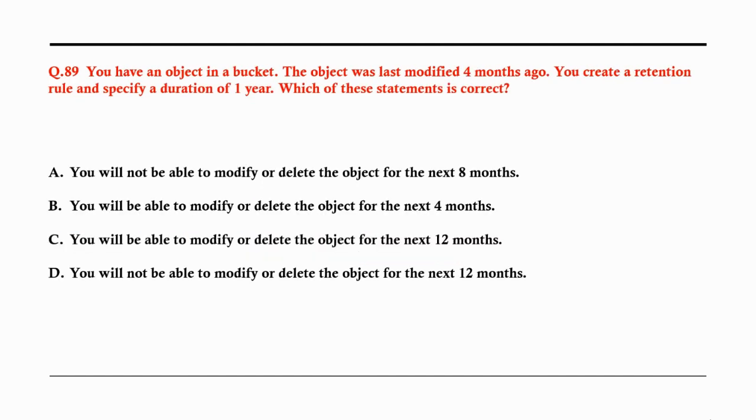Question 89. You have an object in a bucket. The object was last modified 4 months ago. You create a retention rule and specify a duration of 1 year. Which of these statements is correct? The correct answer is A. You will not be able to modify or delete the object for the next 8 months.